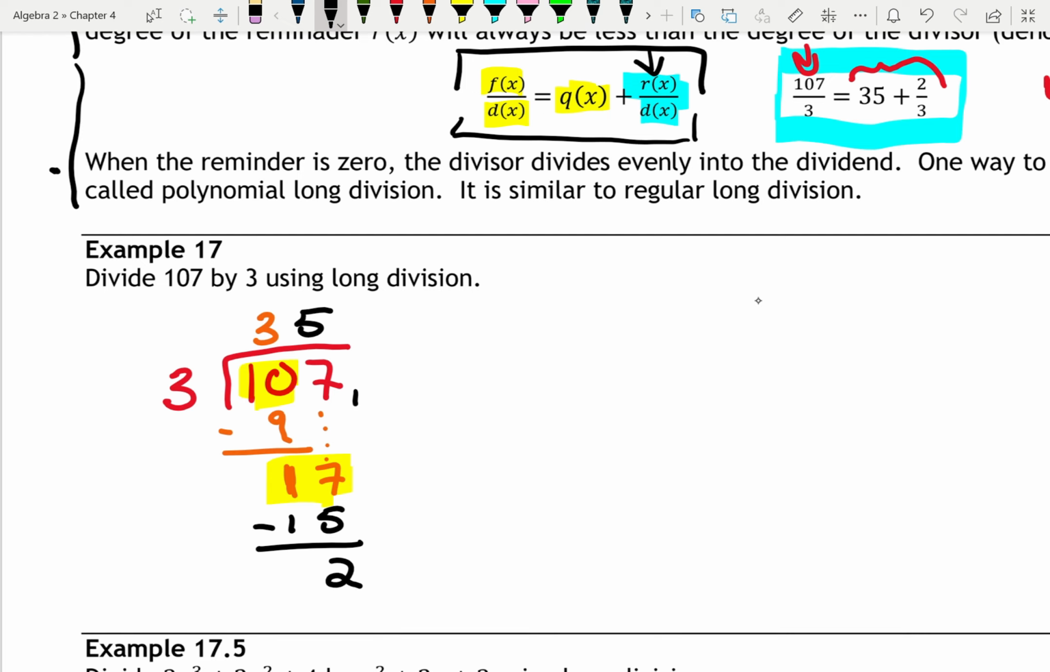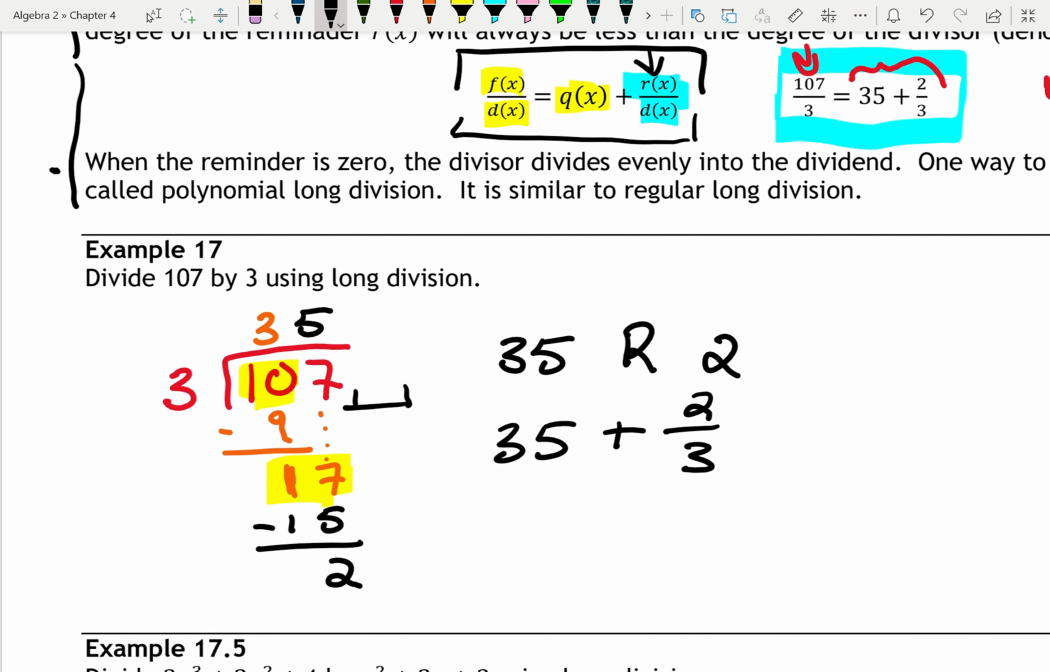There are no other numbers here to drop down, and 3 does not go into 2. So our answer is going to be 35 remainder 2, right? And we could say 35 and, like a plus, 2/3. This is the way that we're going to want to write our polynomials.